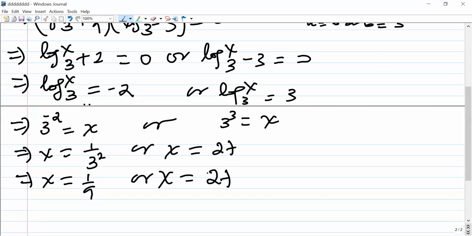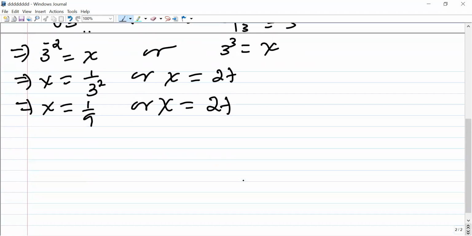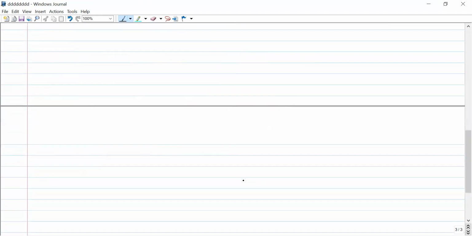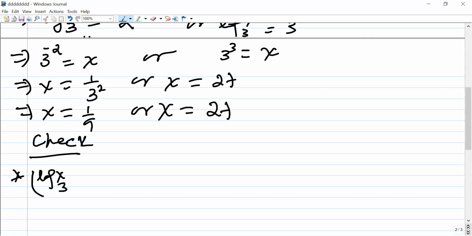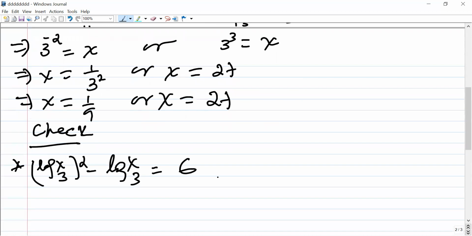So we can conclude that x is equal to 1 over 9 and x is equal to 27. Both these values of x are solutions for the given equation. We can check whether they are solutions or not. So to check, let's go to the original equation: (log x to the base 3) the whole squared minus log x to the base 3 is equal to 6. This is the given equation.